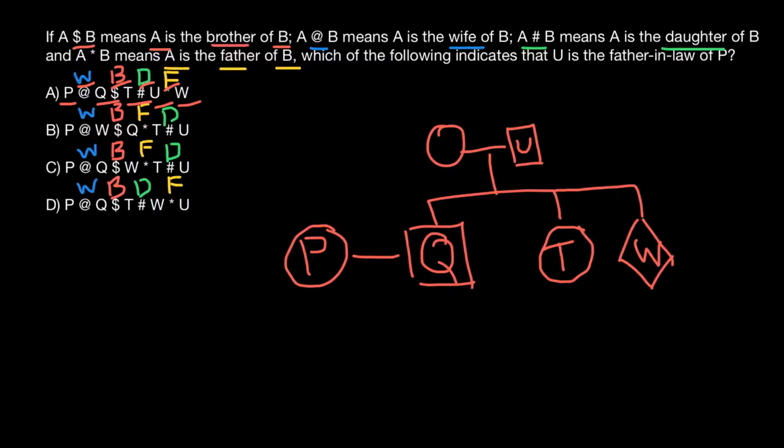So now let's check. According to this pedigree, U would be a father-in-law of P. Again, which of the following indicates that U is a father-in-law of P? U is the father of Q, Q is a husband of P. That means that P would be a daughter-in-law of U, and U would be a father-in-law of P. So as you see, the correct answer is A.